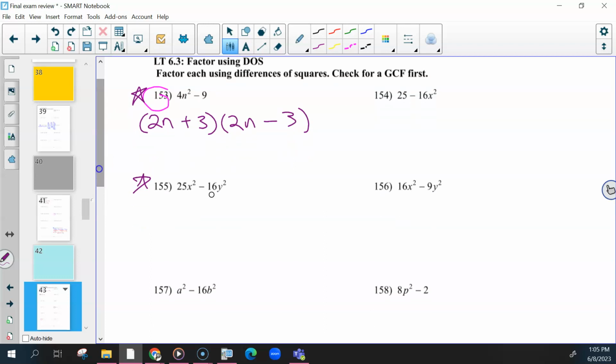25. This does not have a GCF, so we can make our two factors. What times what will give us 25? 5. What times what will give us x squared? X. And then what times what will give us 16? 4. And what times what will give us y squared? Y. Plus and minus.